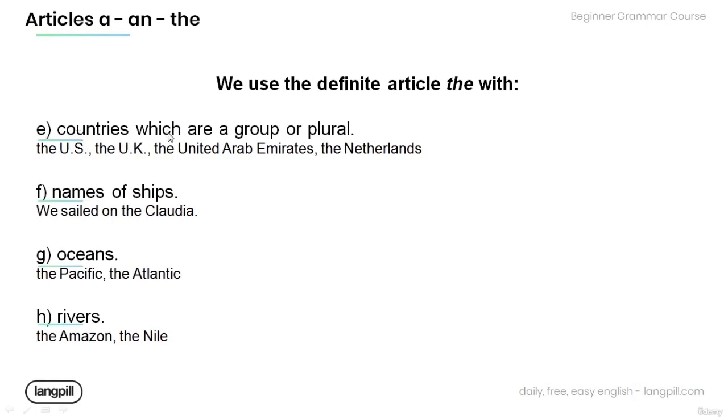E, with countries which are a group or plural. For example, the US, the UK, the United Arab Emirates, the Netherlands. F, names of ships. We sailed on the Claudia. G, oceans, the Pacific, the Atlantic. H, rivers, the Amazon, the Nile.